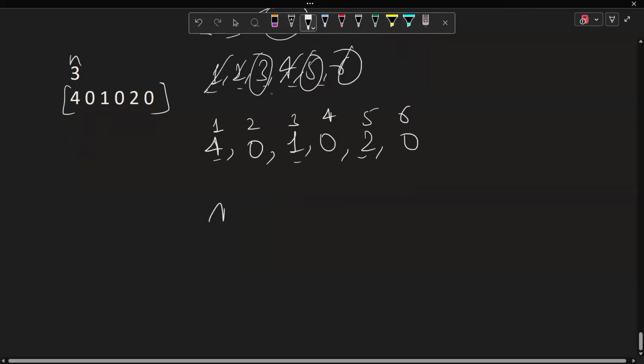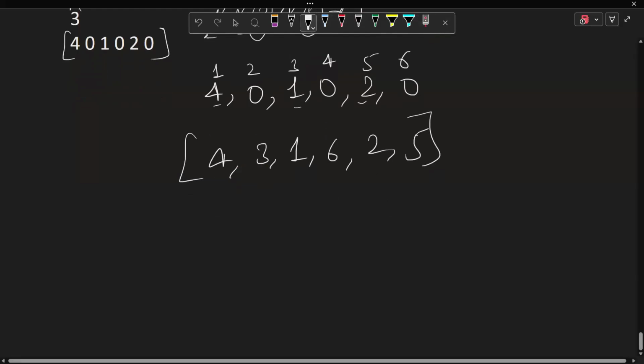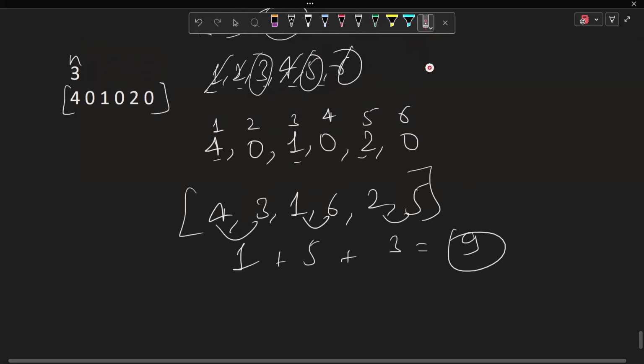Let's say I replace the first 0 by 3, the next 0 by 6, the next 0 by 5. Then the value that I would get is: the absolute difference between these two is 1, between these two is 5, between these two is 3. The sum of them is 9. So you can replace these three values by these three values in many ways. Among all the ways, you need to find the maximum value that you get and the number of ways to get that maximum value basically.